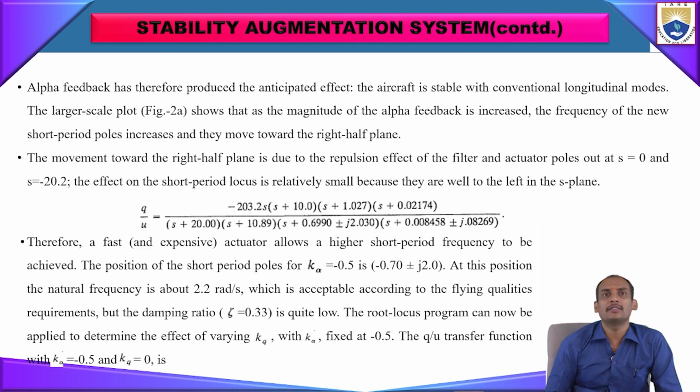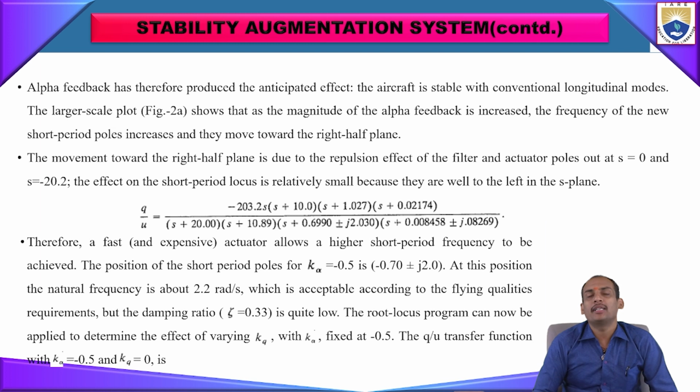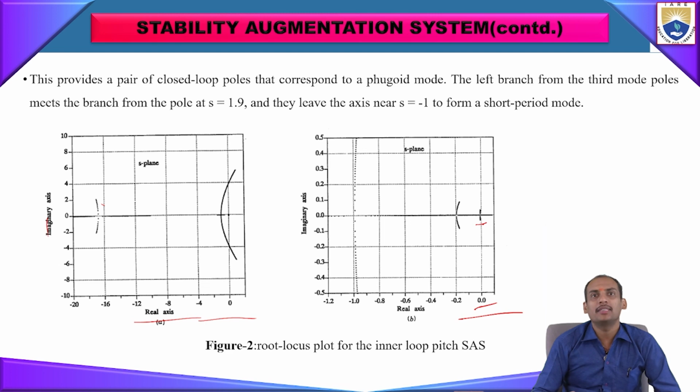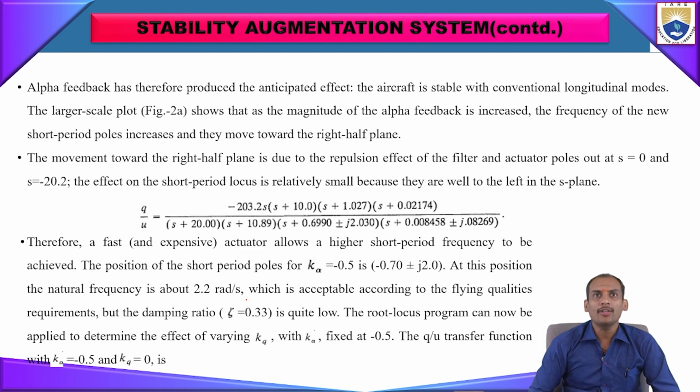So that alpha feedback therefore gives the anticipated effect, like the aircraft is stable with the conventional longitudinal modes. In the larger scale plot, if you see in figure 2a, it shows the magnitude of alpha feedback being increased. So the frequency of short period poles increases, and they move towards the right half plane. That movement towards the right half plane is due to the repulsion effect of the filter and actuator poles at s = 0 and s = -20.2.